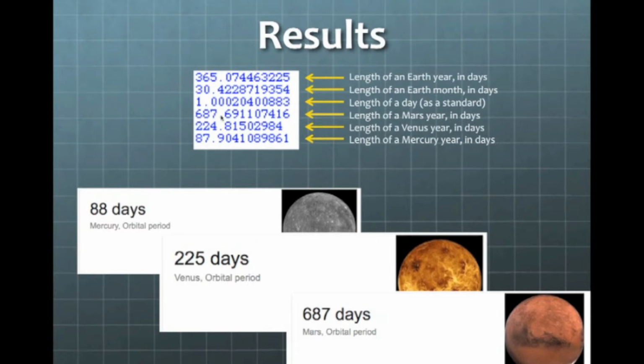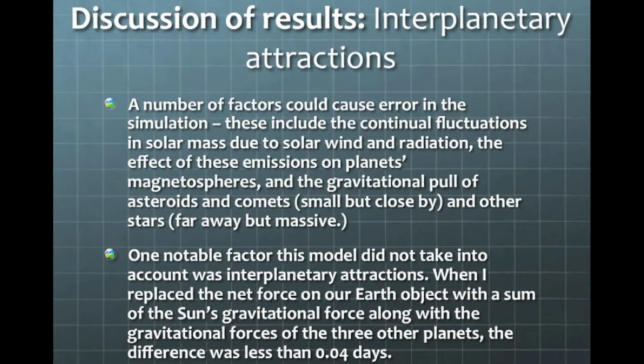So let's talk about the sources of error in our model. A number of factors can cause error in the simulation. These include the continual fluctuations in solar mass due to solar wind and radiation, and loss of solar mass, the effect of these solar emissions on planets' magnetospheres, and the gravitational pull of all sorts of different things. You have asteroids and comets, small but close by, and we modeled the solar system as a closed system, it's not necessarily. There's also the effect of other stars which are far away but of course very massive. And one notable factor this model did not take into account was interplanetary attractions.